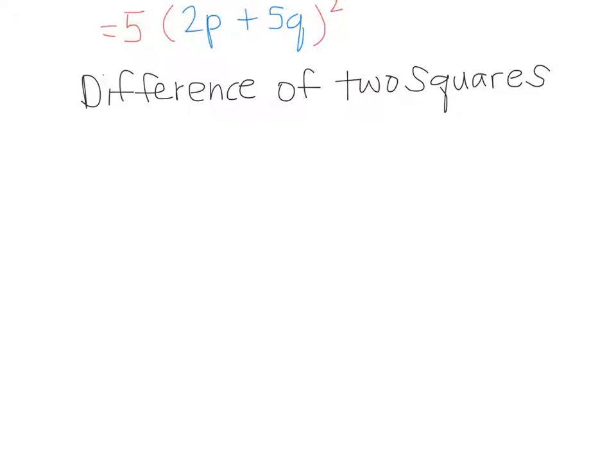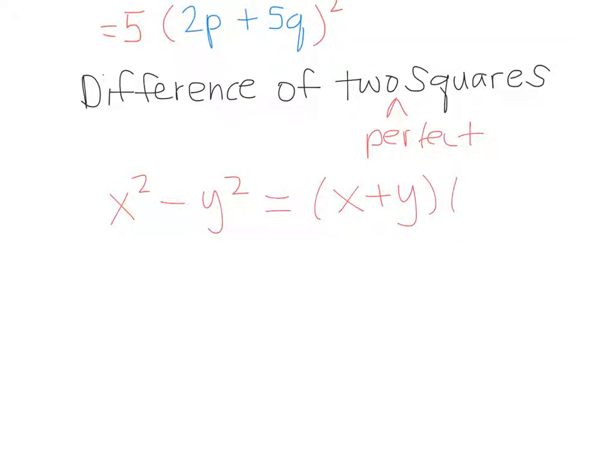The next special case is the difference of 2 squares, and we can actually think of that as the difference of 2 perfect squares. Like our perfect square trinomial, there's a special format. We can determine that our polynomial takes the form of x squared minus y squared, something squared minus something else squared. Then that is always going to factor like this: x plus y times x minus y. Every single time. That's going to be the rule.